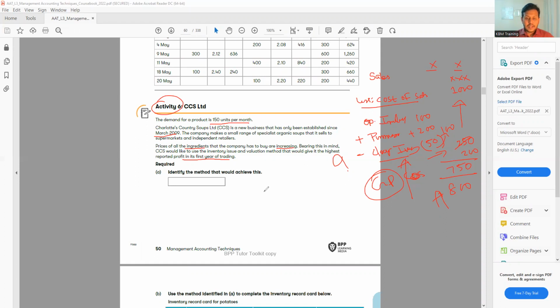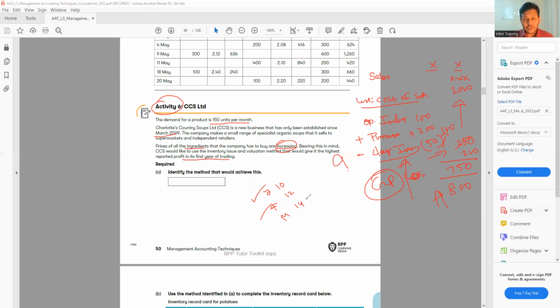For example, I have January, February, and March. Let's say I buy the raw material in January at a price of 10 per kilo, February 12, and March 14, because the question said the price is increasing every day. According to the FIFO method, I have to use my January and February stock first. Anything left over will be in the stock, so the most recent one will be in the stock.